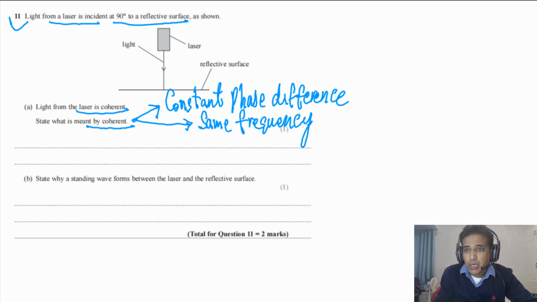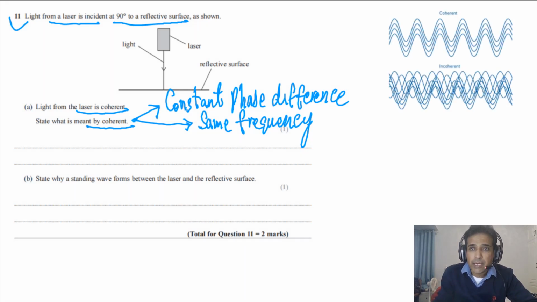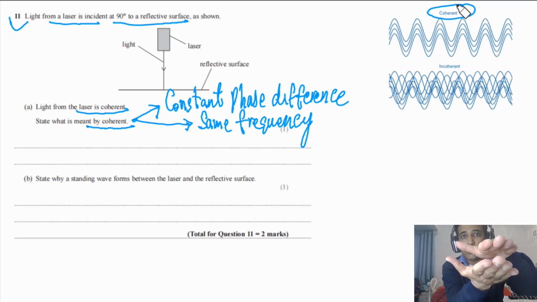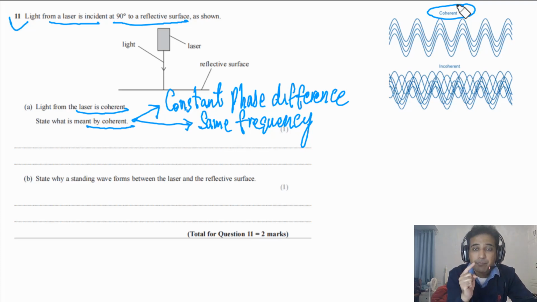Now let me show you what coherent waves look like. You can look at this. These waves are coherent because they have constant phase difference. They are always in step or in antiphase, but the phase difference stays constant. So you can simply understand that these two waves always go like this. It means they are in step, so they are coherent. So this is an example of coherent waves.